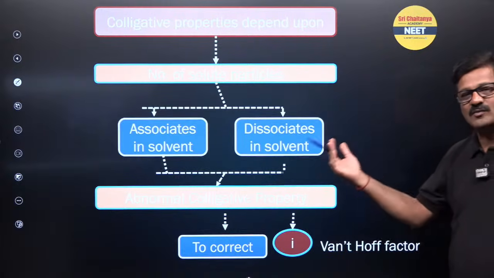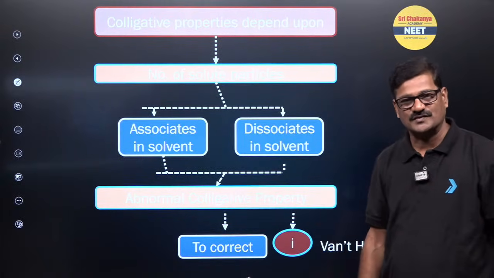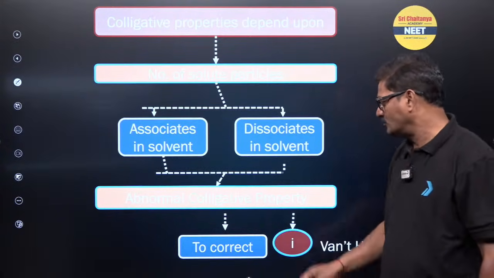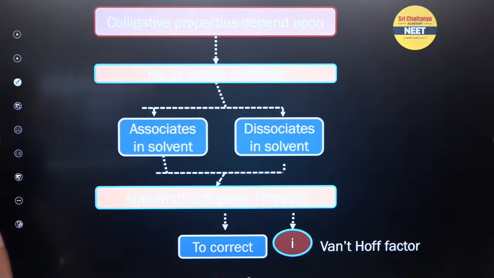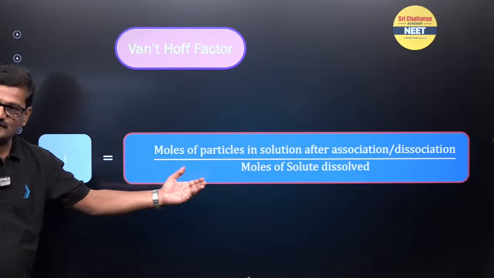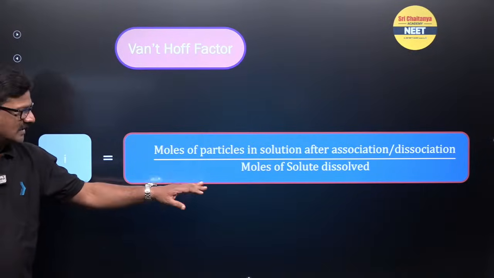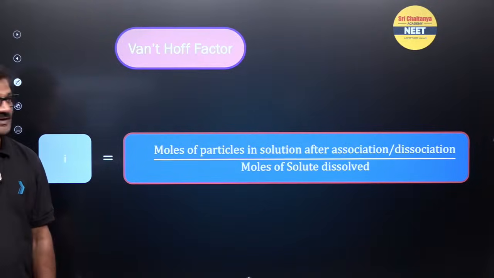If it is greater than 1, it is an electrolyte; if it is less than 1, it is going to be association. So you have to correct by using this Van't Hoff factor. Let us see this Van't Hoff factor: it is the ratio of the number of particles after association or dissociation to the number of moles dissolved. I am talking about the solute, right.